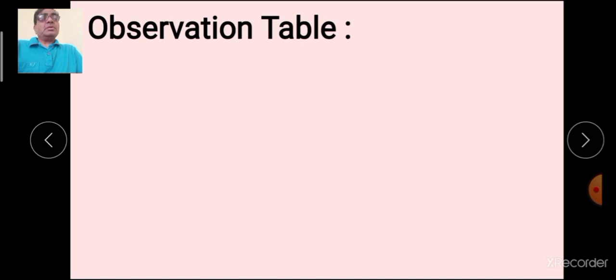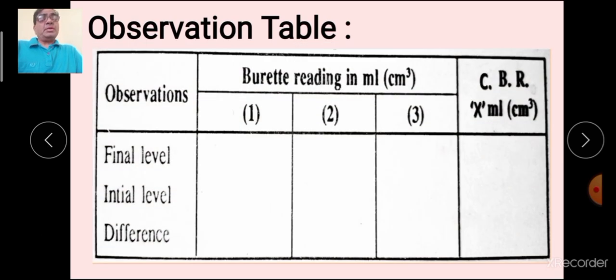Now, observation table. This is the observation table. Observation, final level, initial level, and what is the difference? Burette reading: first burette reading, final level, take the difference, second, third. And out of these, those which are constant, mentioned in this constant burette reading row, are denoted as x cm cube. Now, calculations.